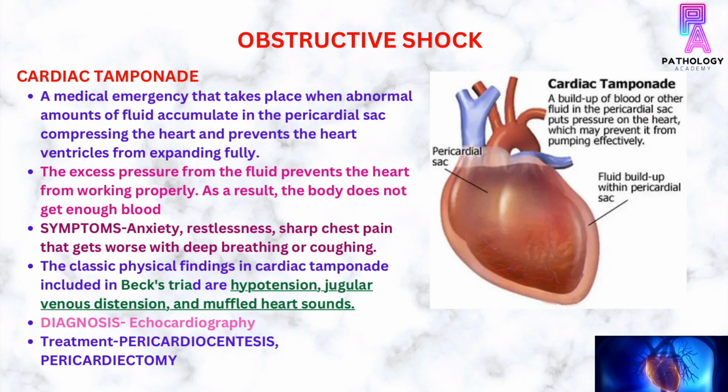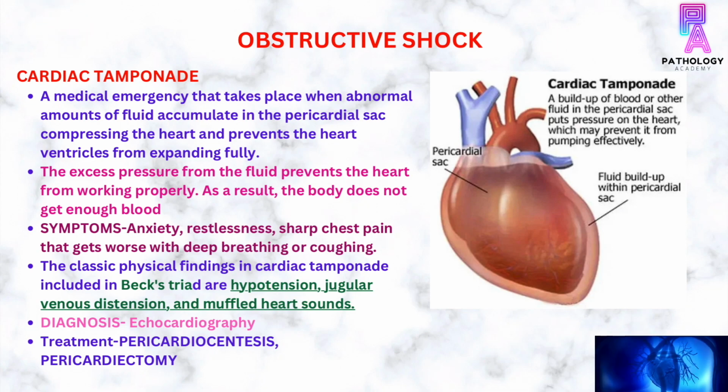Another common cause, cardiac tamponade. It's a medical emergency that takes place when abnormal amounts of fluid accumulate in the pericardial sac, compressing the heart and preventing the heart's ventricles from expanding fully. The excess pressure from the fluid prevents the heart from working properly. As a result, the body does not get enough blood and it leads to shock.